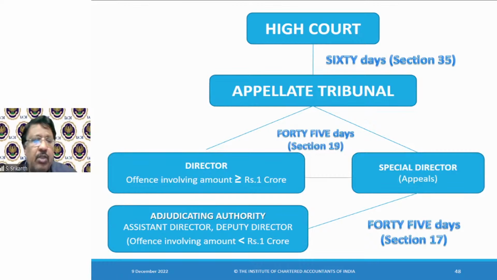So at the lowest rung, you have the assistant directors and the deputy directors who will be responsible for any offense involving an amount of less than rupees 1 crore. How do I decide the amount? Suppose I give a simple example, you will understand. Suppose you have imported 45 lakh worth of machinery or goods. When you import goods, the goods will come to the port, and in the port you will have to clear the goods. On clearing, the customs authorities will issue what is known as a bill of entry. This is the proof of import.